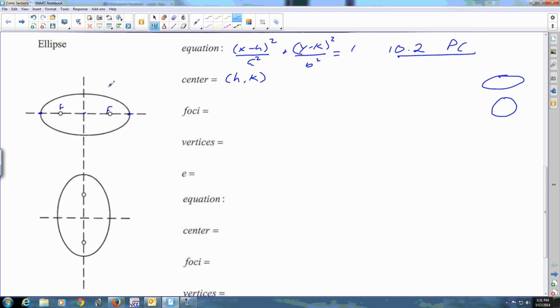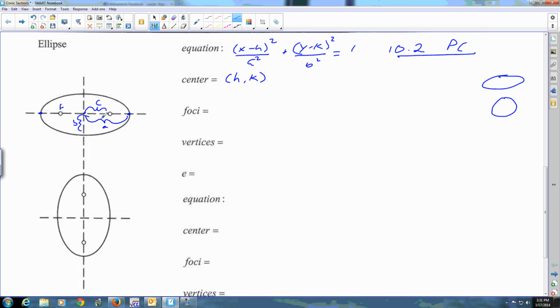Let me get rid of those. Those are the foci. The distance from the center to the foci is c, and the distance from the center to the vertex is a. This distance here, they're not going to ask you for it, but that's going to be the distance b.